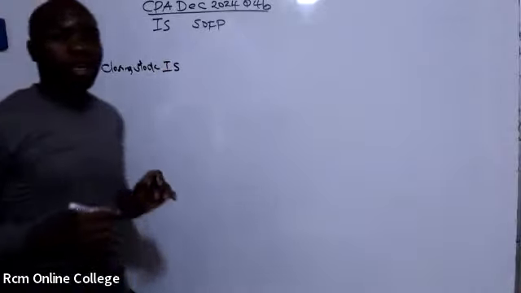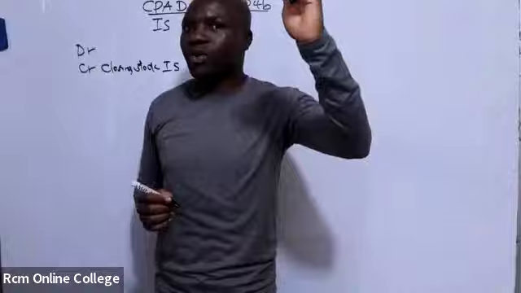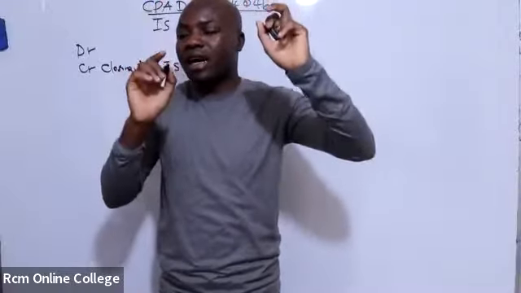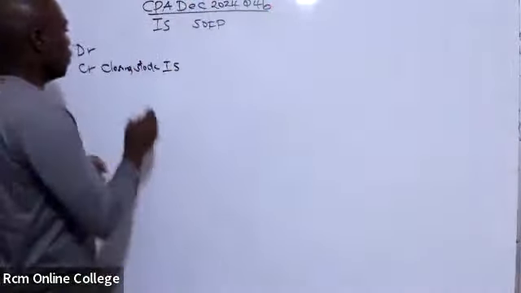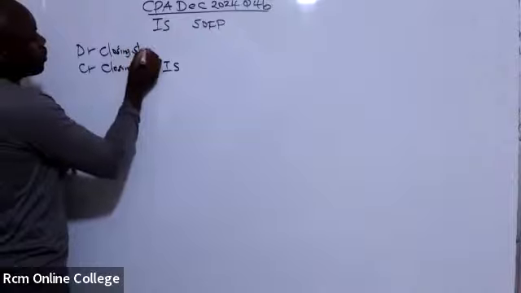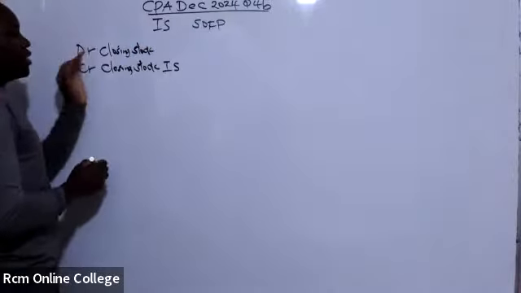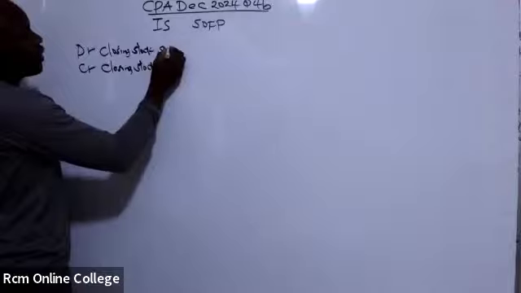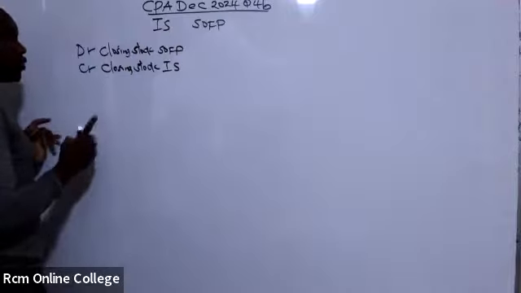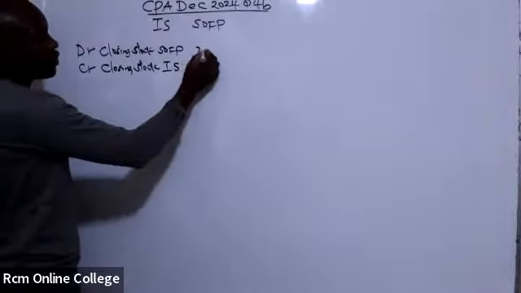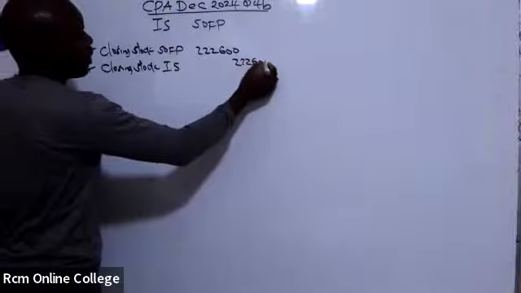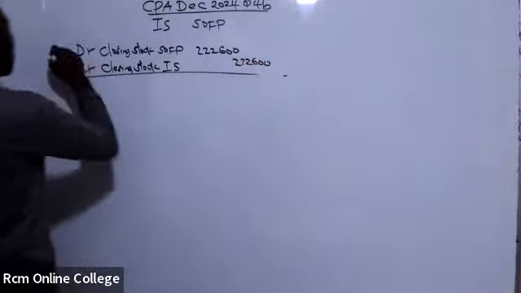In the statement of financial position under current assets, what do you normally do with the closing inventory? It is added there as an asset. So the same closing stock will be debited in the statement of financial position. So for every debit, we have been able to create a credit. How much is the figure? 222,600. That is number 1.